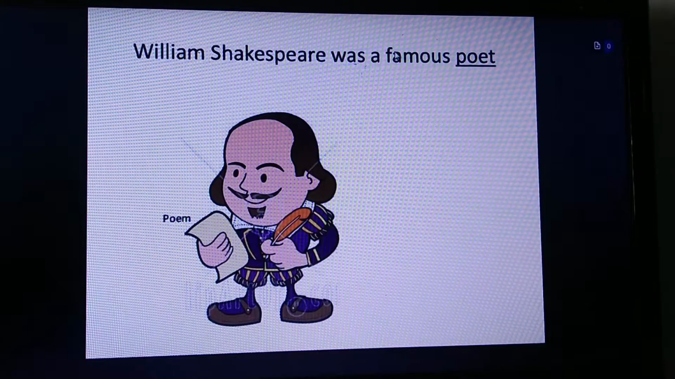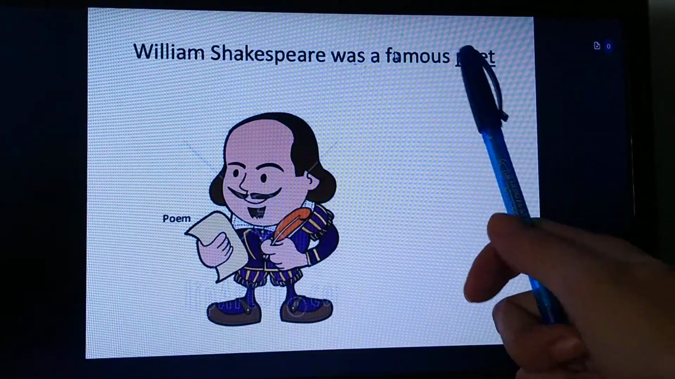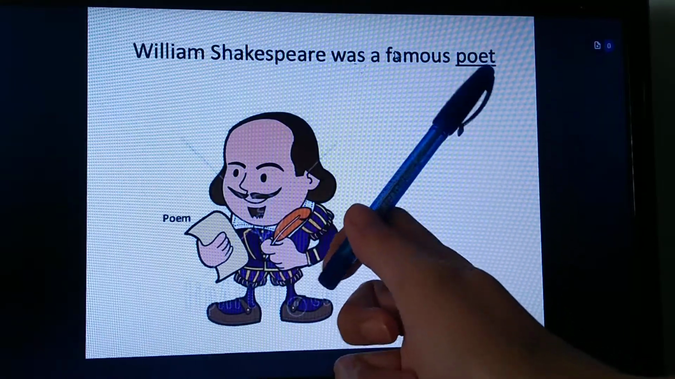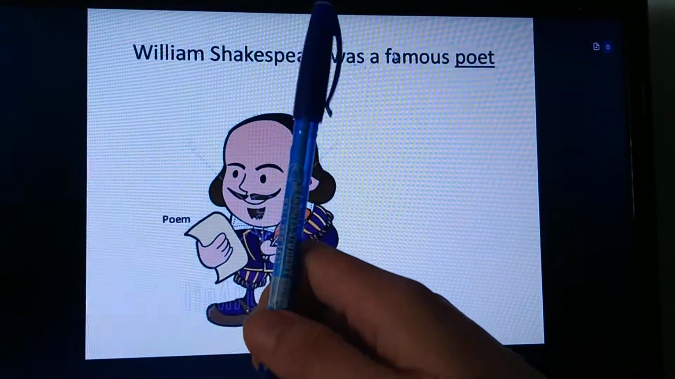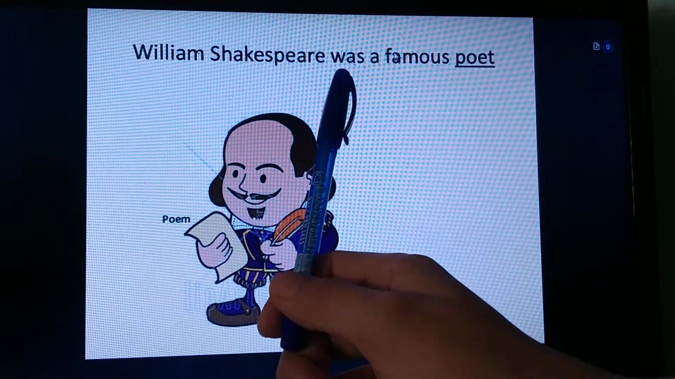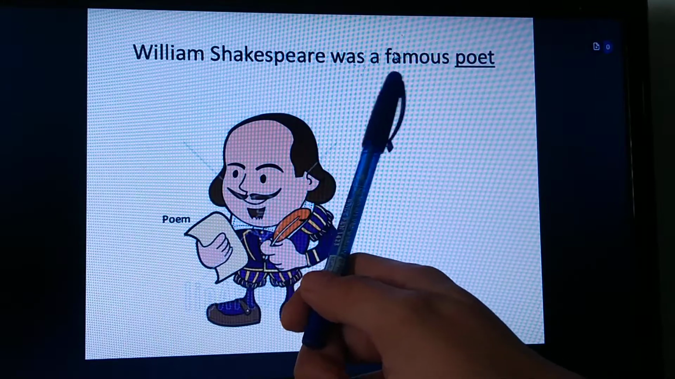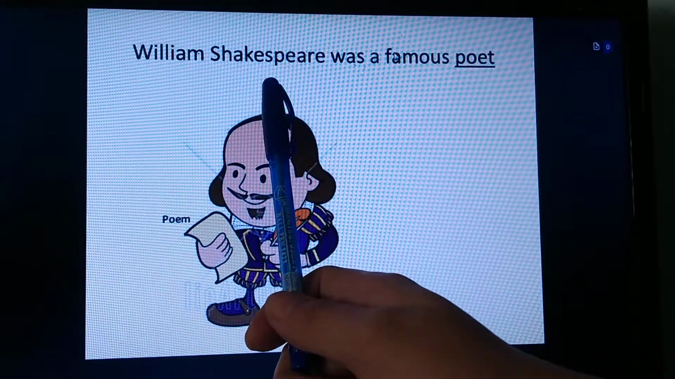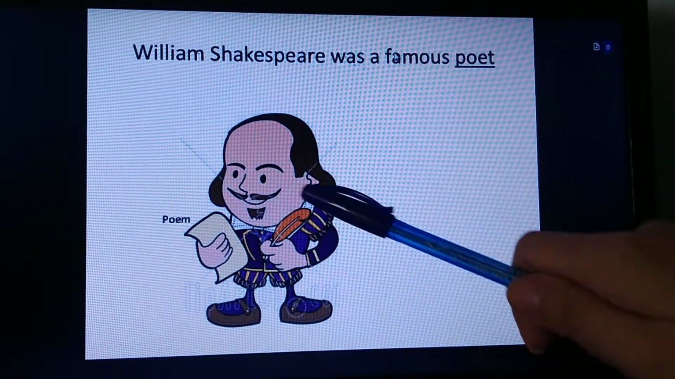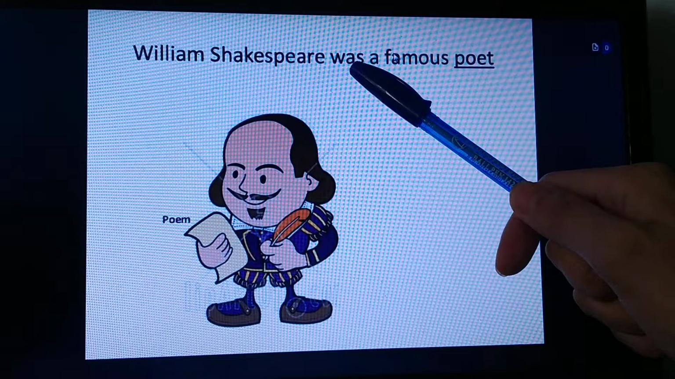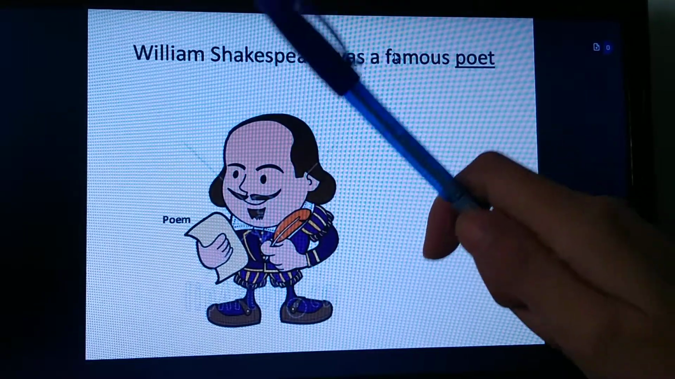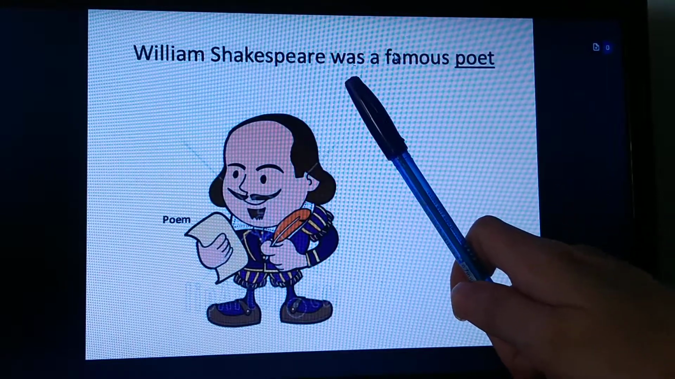William Shakespeare was a famous poet, or a writer of poems. Why do I use was instead of were? Because William Shakespeare is only one. I used was in this sentence because William Shakespeare is only one. So that's why I used was.